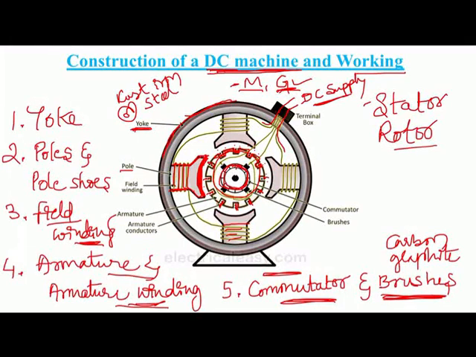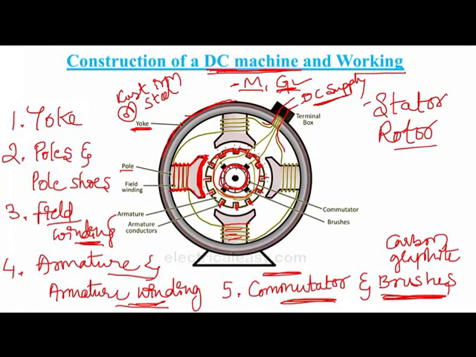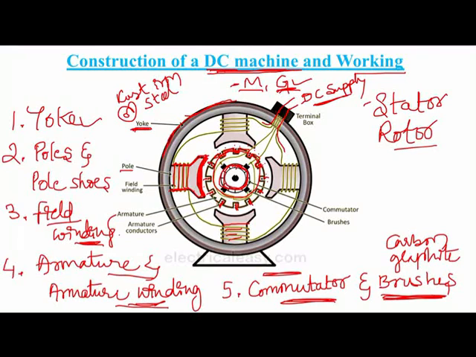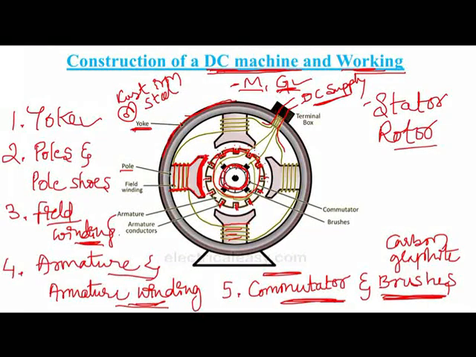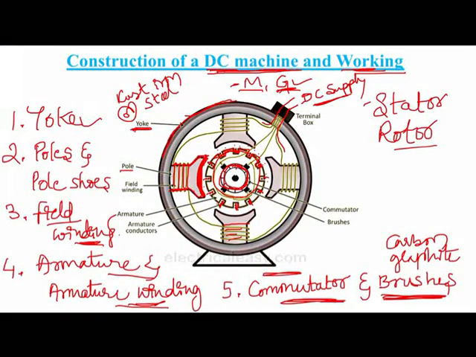So this is the construction of the DC machine. We have five parts mainly: yoke, pole shoes, field winding, armature and armature winding, and commutator and brushes. Now we understood the basic functions of all the parts. Now we will understand how this DC machine works as a DC generator as well as a DC motor. First let us consider the DC generator case.